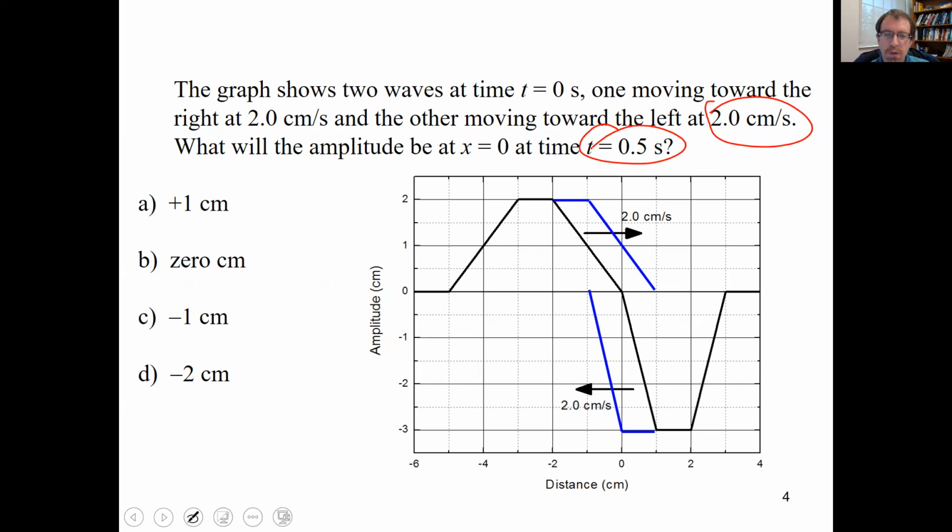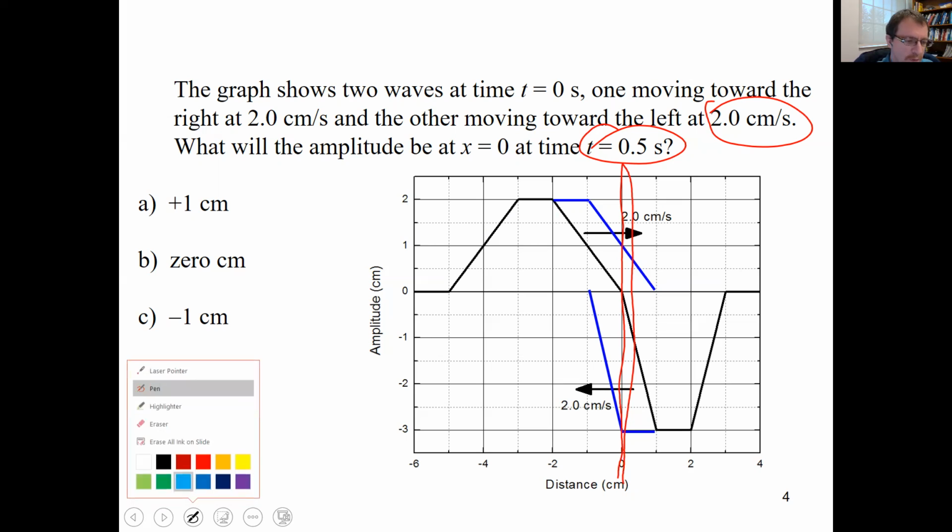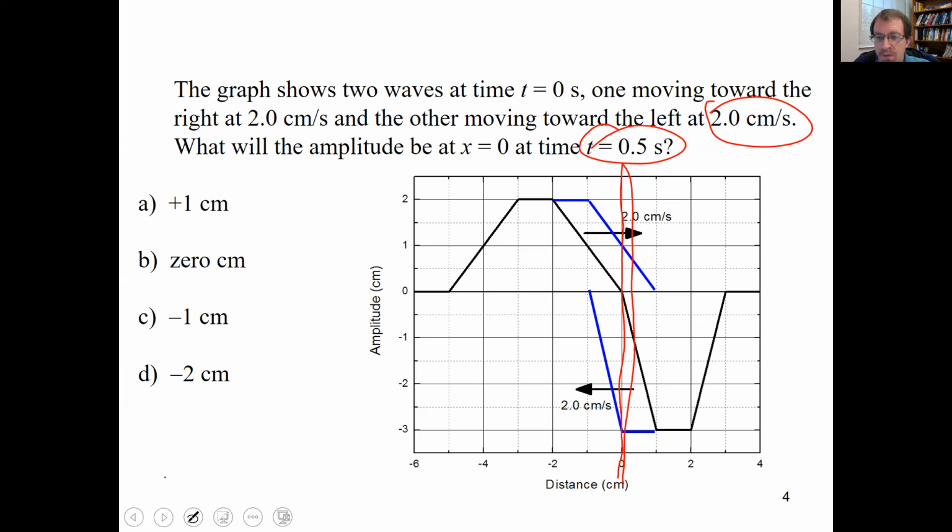I've moved the top guy over 1 centimeter to the right and the bottom guy over 1 centimeter to the left. And again, where am I looking? I'm interested in what's going on at this x equals 0 line. So what's the size of my top wave pulse at that x equals 0 line? It's right there. Okay, so this has a value of 1. So you see right there that along my vertical axis, that's a 1.